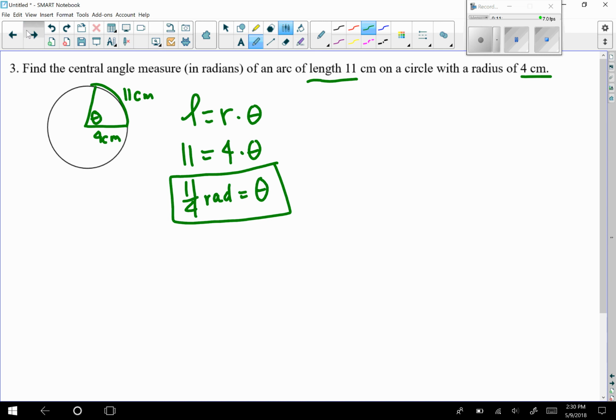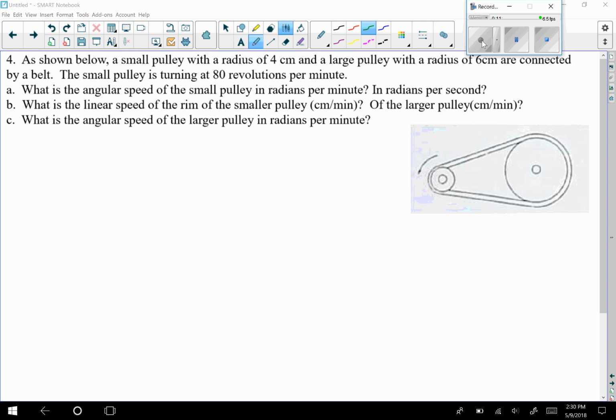For the next one, this says, as shown below, a small pulley with a radius of 4 centimeters and a large pulley with a radius of 6 centimeters are connected by a belt. The small pulley is turning at 80 revolutions per minute. So the first question says, what is the angular speed of the small pulley in radians?